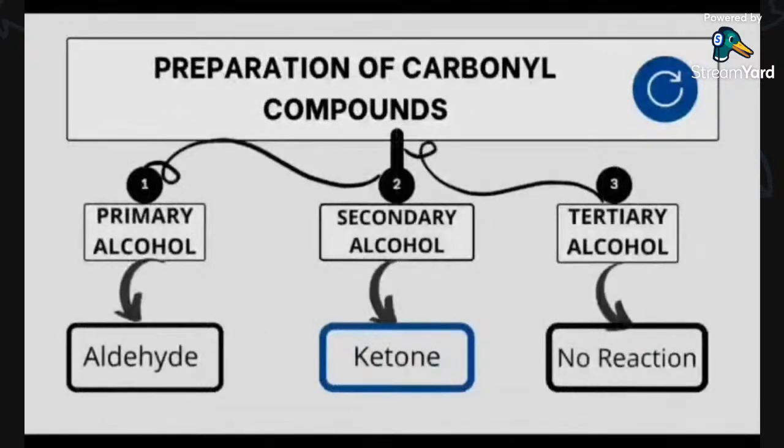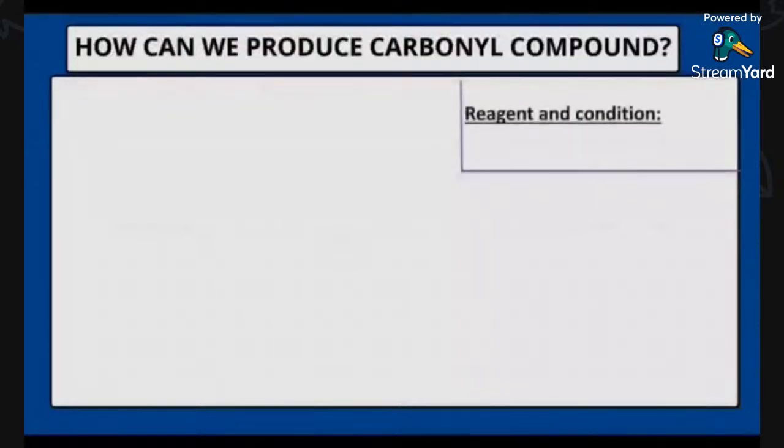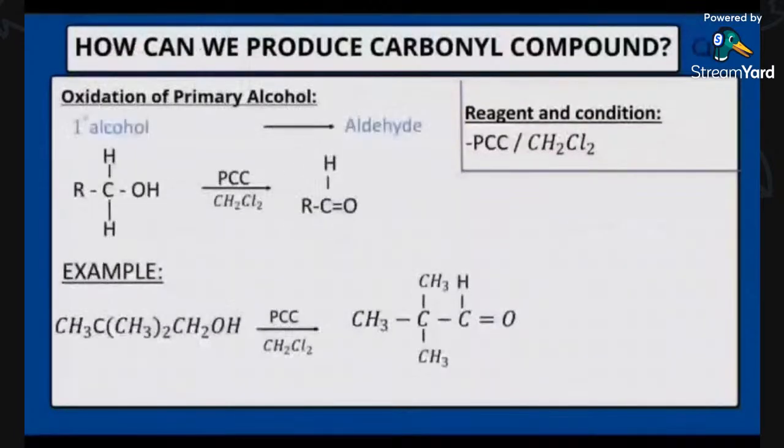For preparation of carbonyl compounds, there are 3 oxidations of alcohol, which are primary alcohol, secondary alcohol, and tertiary alcohol. Primary alcohol will produce aldehyde, secondary alcohol will produce ketone, and tertiary alcohol has no reaction. How can we produce carbonyl compound? Oxidation of primary alcohol. The reagent and condition is PCC in CH2Cl2. CH2Cl2 is an inert solvent.